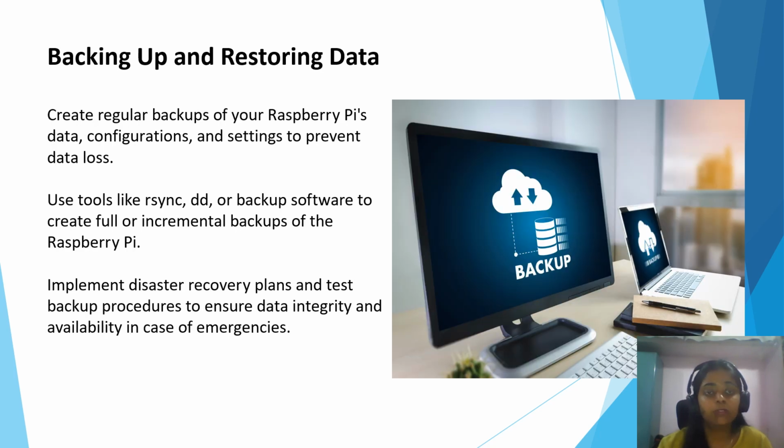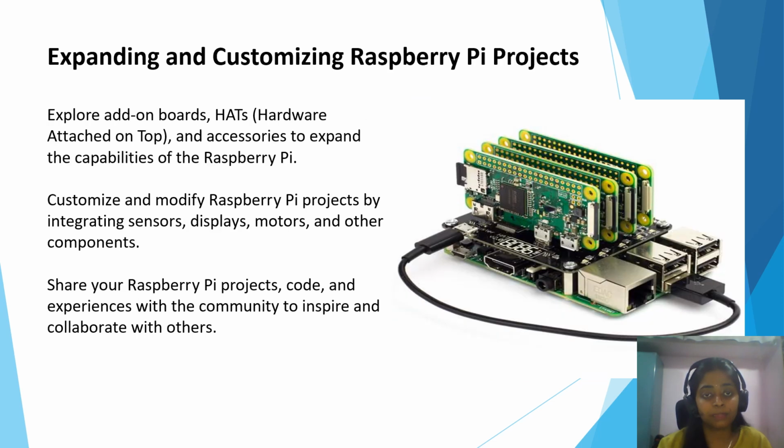And then moving on to the next slide, we have backing up and restoring data. So create regular backups of your Raspberry Pi's data, configurations, and settings to prevent data loss. Use tools like rsync, dd, or backup software to create full or incremental backups of the Raspberry Pi. Implement disaster recovery plans and test backup procedures to ensure data integrity and availability in case of emergencies.